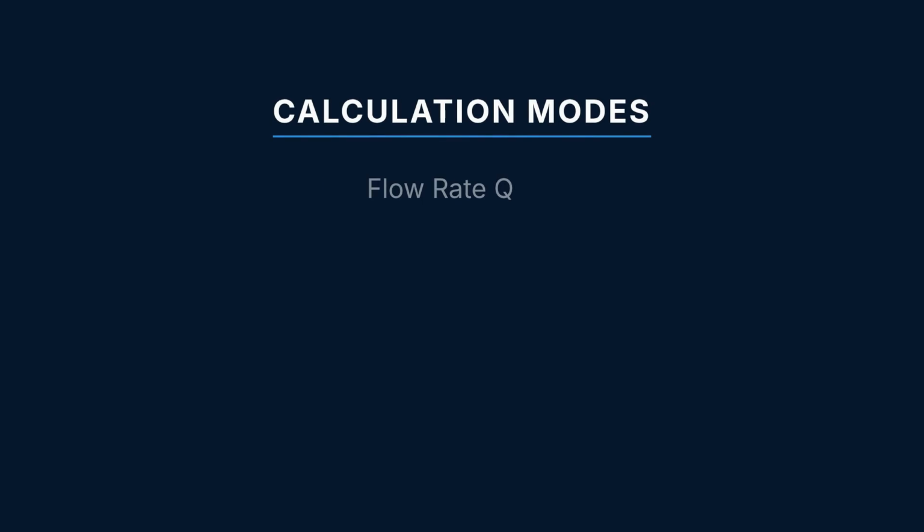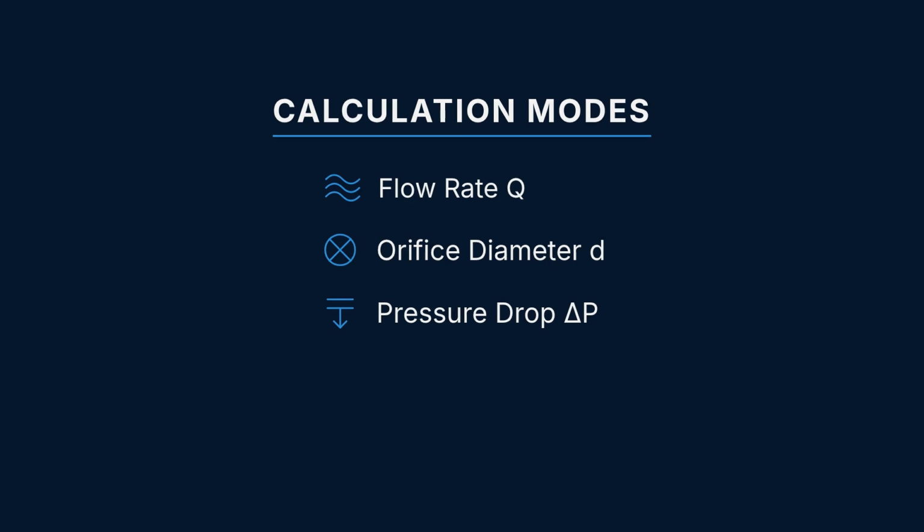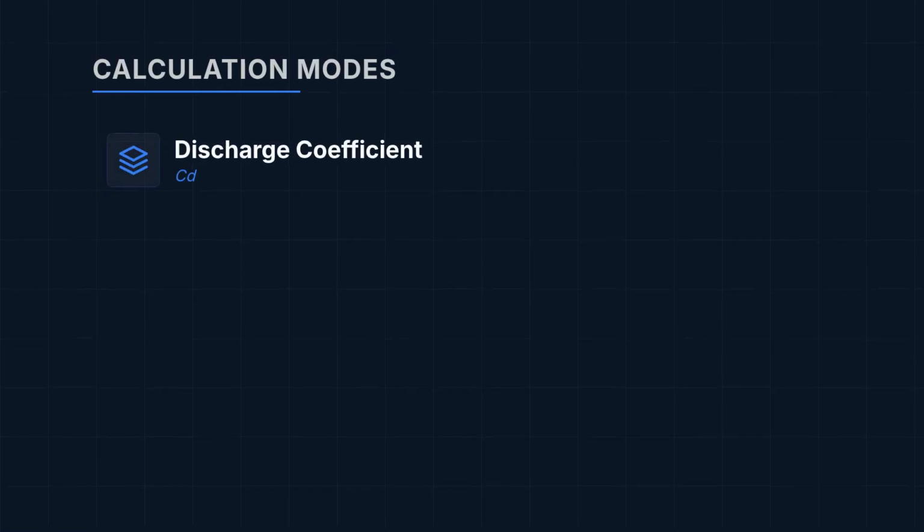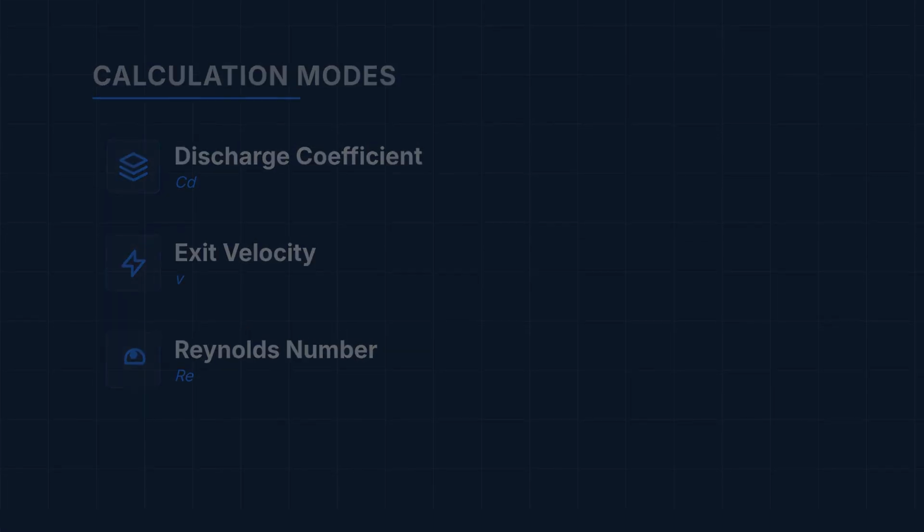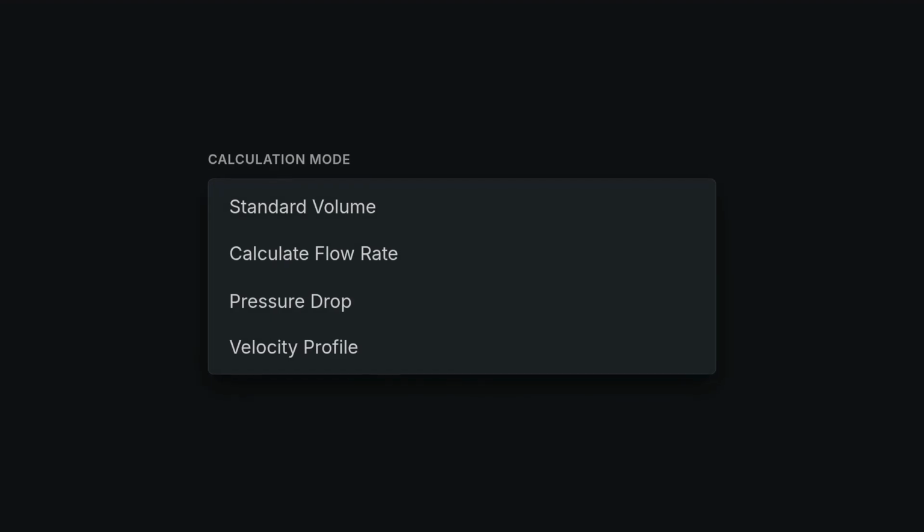You can calculate flow rate Q, calculate orifice diameter D, calculate pressure drop dP, calculate discharge coefficient CD, calculate exit velocity V, or calculate Reynolds number RE. For this demonstration, we're using calculate flow rate.